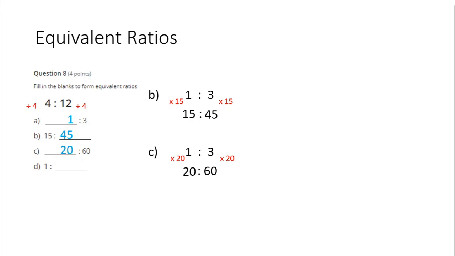And finally, for D, I need a 1 to something ratio. I've already got a 1 to something ratio. It's the same one as I had in A.